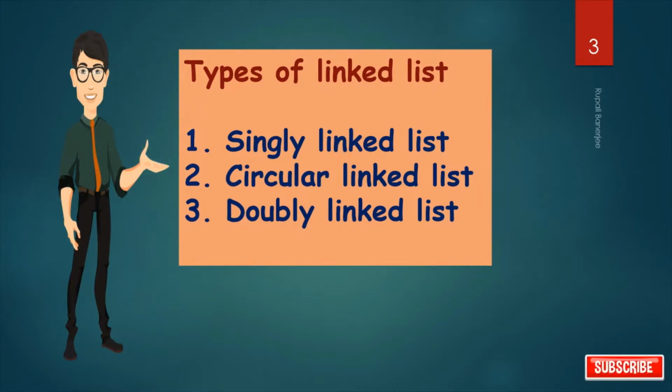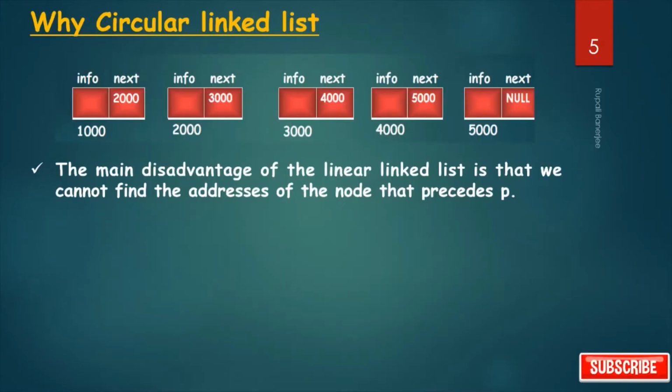Today we will learn circular linked list. So why we will learn circular linked list? The main disadvantage of linear linked list is that we cannot find the addresses of the node that precedes P. Means what? Say this is one node, this node address P is 3000. So what is the next node address? It is P arrow next. What is the next node address of this node? It is P arrow next arrow next. But we can't get the addresses of the node that precedes P, means we can't get these addresses 1000, 2000, etc. That is one of the important disadvantages of linear linked list.